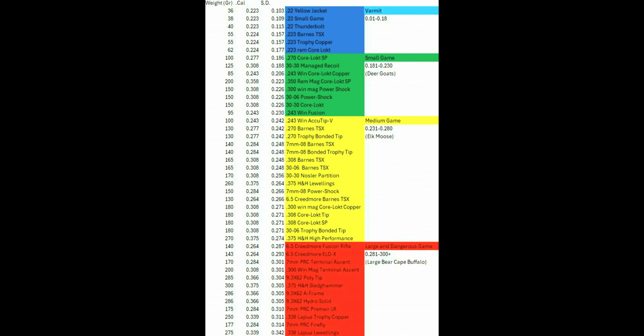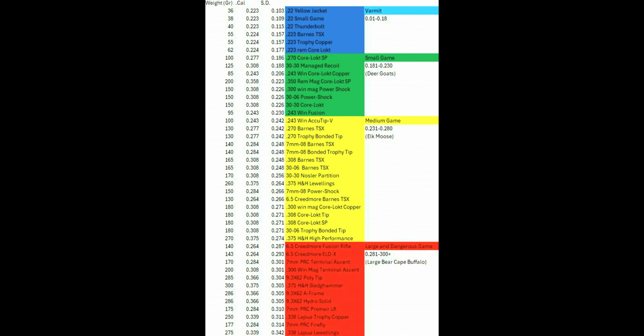Because the fact is, for Cape Buffalo, you need 4,000 foot-pounds of energy. It says minimum velocity or minimum energy joules to kill it, and you can literally kill it with a 223 with a 270 Core-Lokt soft point. I mean, if you're going to make a great shot placement, it's got to be something within that red zone, which is 6.5 Creedmoor, Fusion rifle. I mean, look at it.